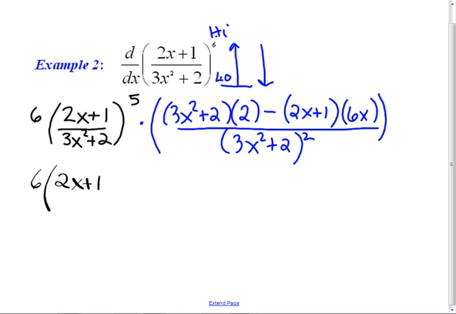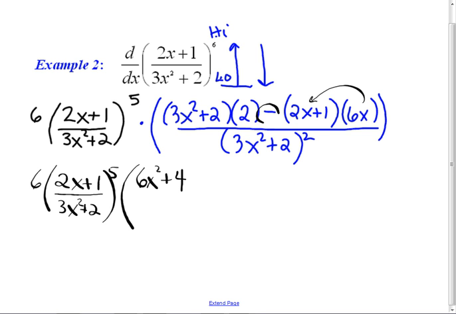Okay, this doesn't change. I could do something with the square, 3x squared plus 2 over here. I'm not going to bother with it because that's not where my problem is. The problem is distributing. So what do we get here? 6x squared plus 4. Now, be careful. You have to multiply these together, but don't forget the negative sign. So this is going to be what? Minus 6x times 2x is 12x squared. And then I have to do 6x times 1.